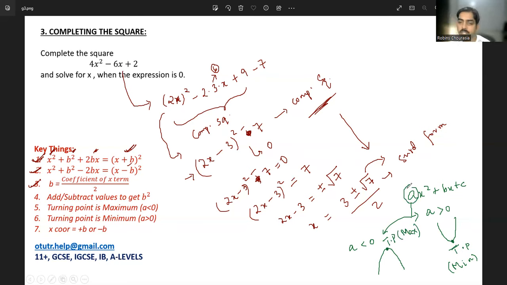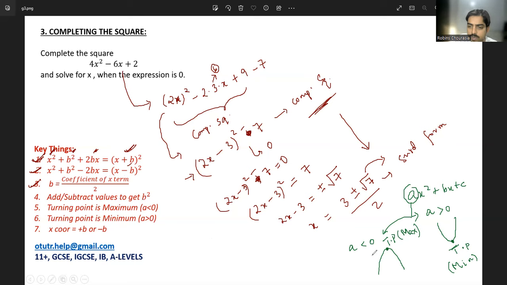Now, what will be the turning point? If you talk about that, what will be the turning point? So for the turning point, you have to equate the square part to 0 to get the value of x.